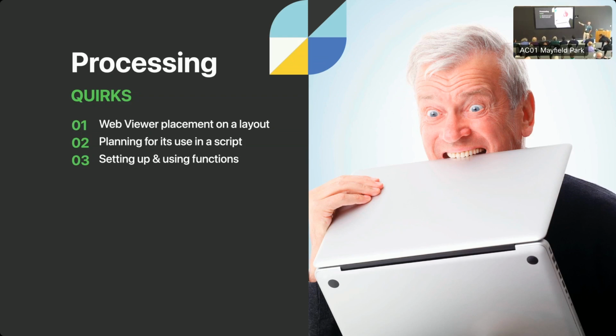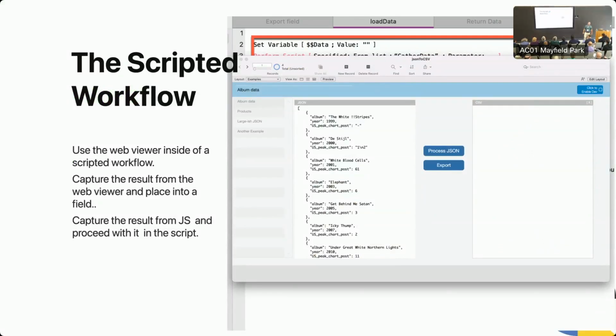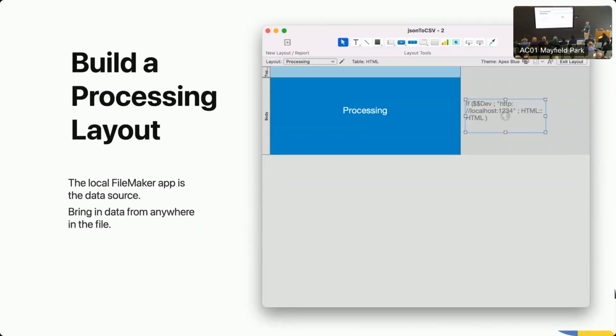And of course, number 2, planning for use in a script. That's the most difficult part. You've got to understand where the web viewer is at. Once it's done processing data, it will trigger a FileMaker script to run. But you've already got a FileMaker script running, so you've just got to handle this script interrupt workflow. Just something to consider. So that's a nice way to do it.